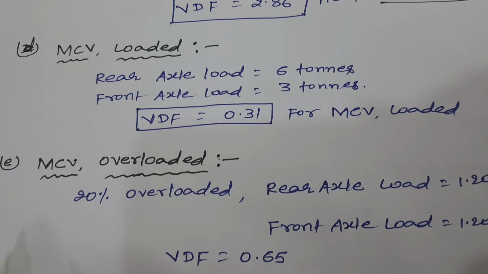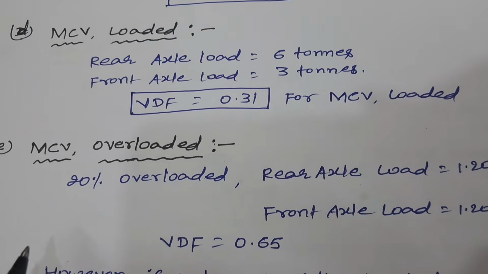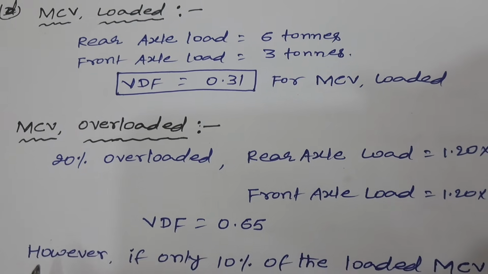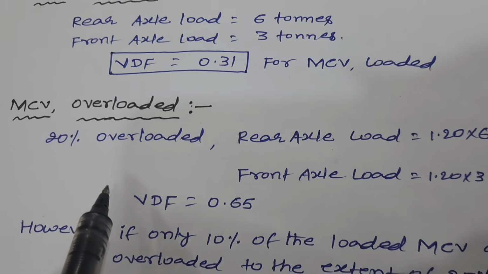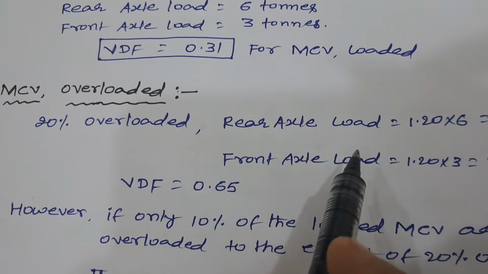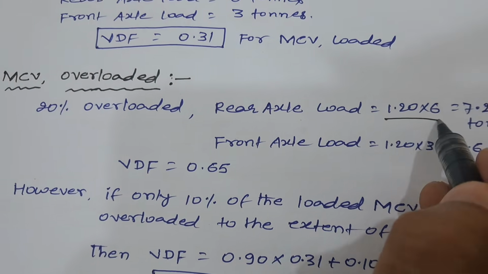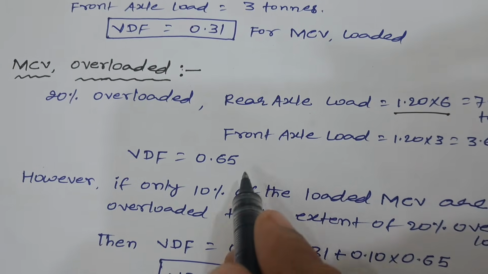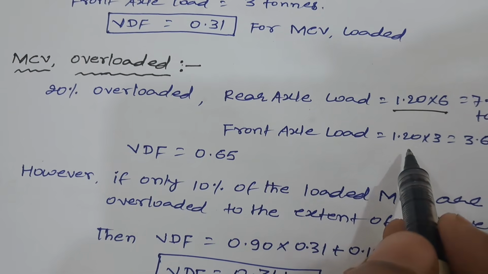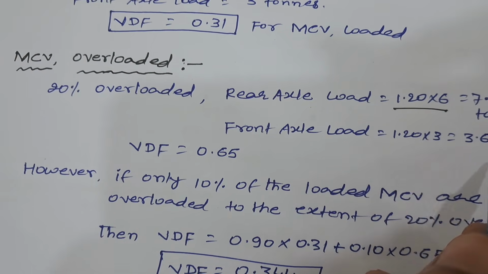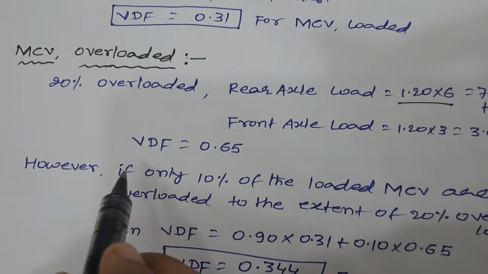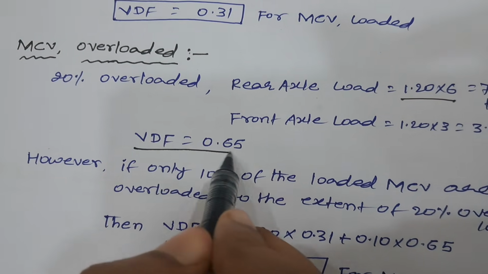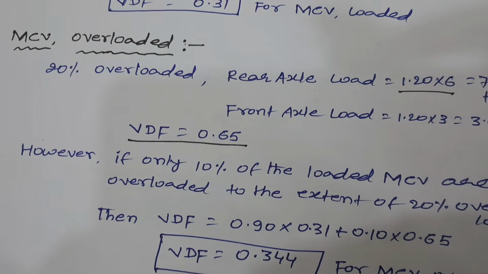Next condition is MCV overloaded. Similarly, here also 20% overloaded means rear axle load will come 1.2 into 6 ton, so 7.2 tons, and front axle load 1.2 into 3 means 3.6 ton. If we find VDF with 20% extra load, it will come 0.65.